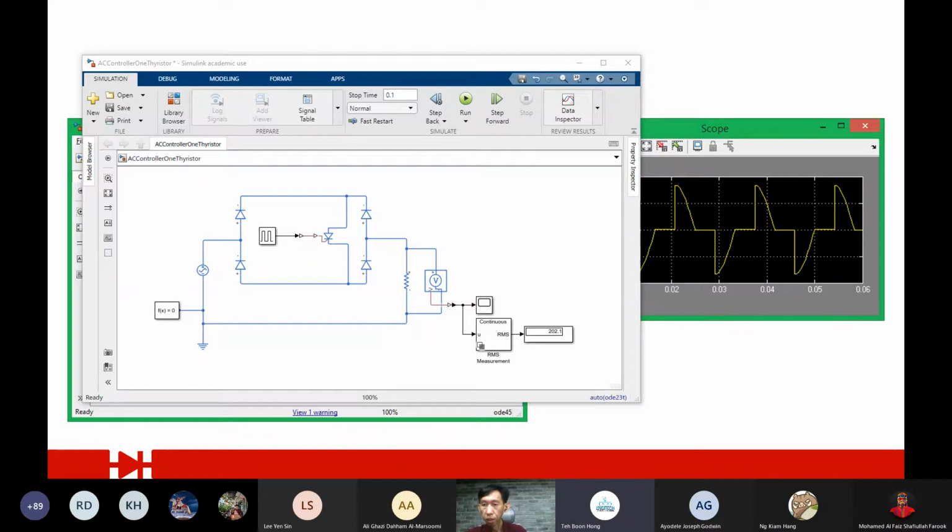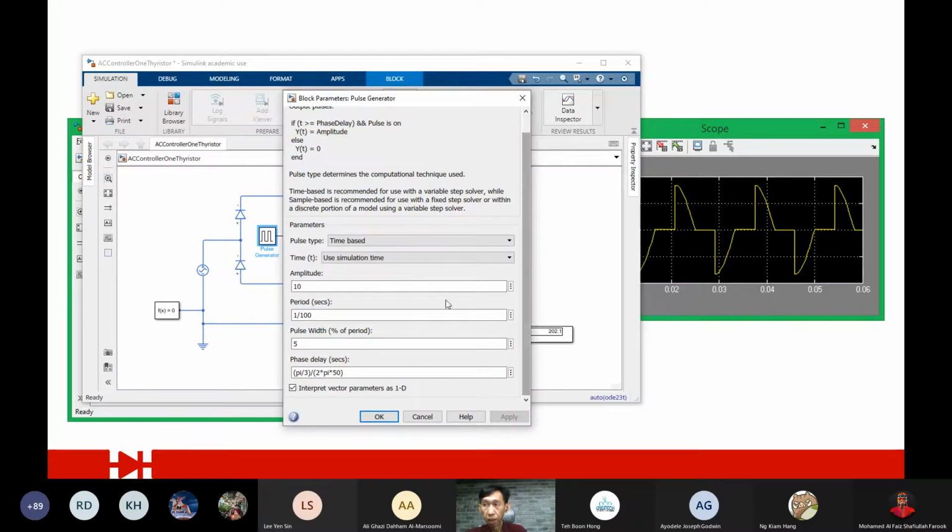So can I cross-check with you the pulse generator parameter? Oh, okay. Yeah, just now it was 4. I changed it to 3.